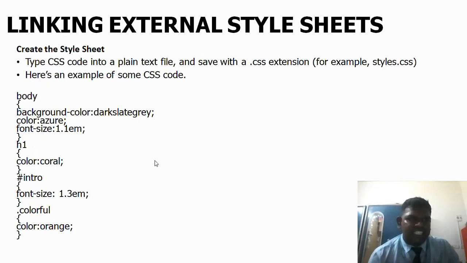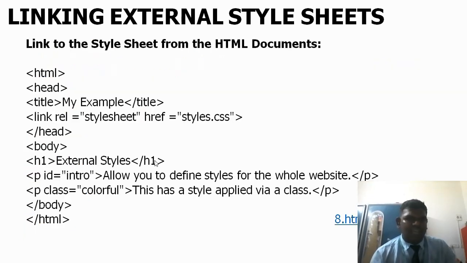For the external sheet, type the CSS code into a plain text file and save it with a .css extension, for example style.css. This is the CSS code, and this is the HTML code. Link rel equal to stylesheet, and href equal to your file name .css, whatever it is, user defined. Here I have to mention style.css.